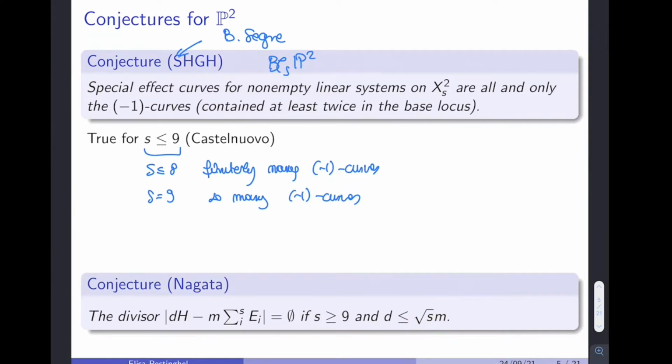So somehow these two conjectures are related, but today I'm going to mainly focus on the first one, and actually I'm going to try to generalize Castelnuovo's proof of the conjecture to the higher dimensional case, so linear systems in higher dimensional space.